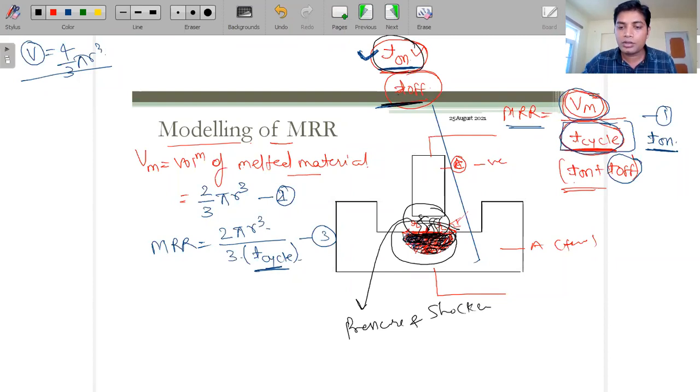Because of the pressure and shock wave, the ionized column will basically burst. It's a kind of bursting. A shock or pressure wave is generated. Because of that, whatever material is melted in this specific region will vanish, or it is flushed out along with the dielectric fluid which is coming from this tool. It will flow in this direction and be flushed out through this region. So now this material is removed, flushed out.